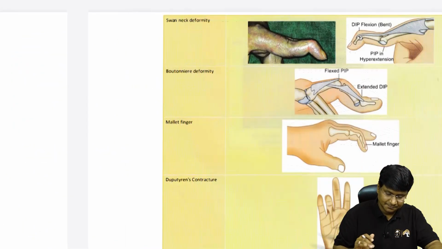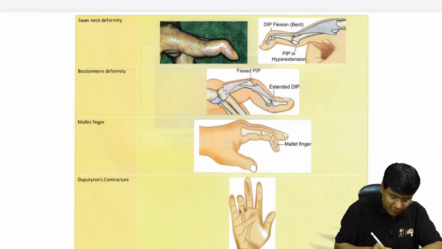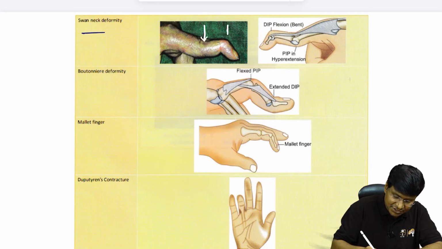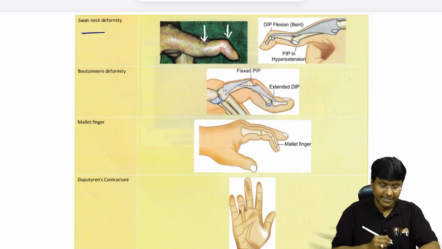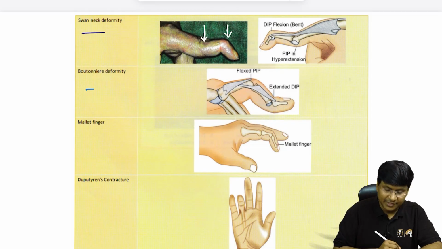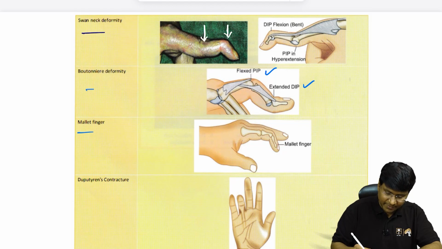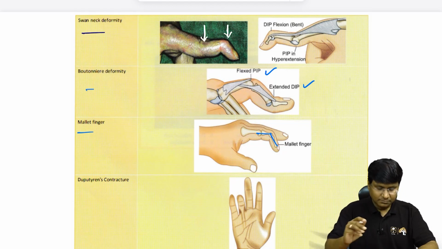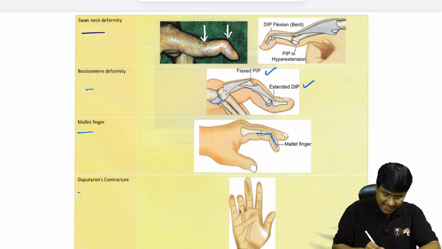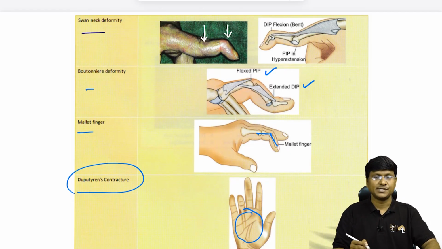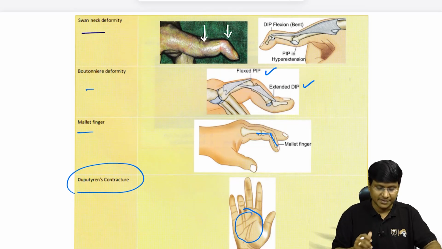Next question. So this is the swan neck deformity, which I was discussing, with hyperextension at the level of the PIP and flexion at the level of the DIP. In Boutonniere's there will be flexion at the PIP and extension at the DIP. In mallet finger deformity, you will have only flexion at the distal interphalangeal joint. And in Dupuytren's contracture there will be fibrosis of the deep palmar aponeurosis, and that you see in patients with cirrhosis of liver.